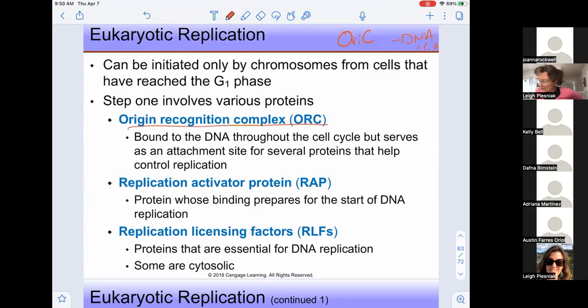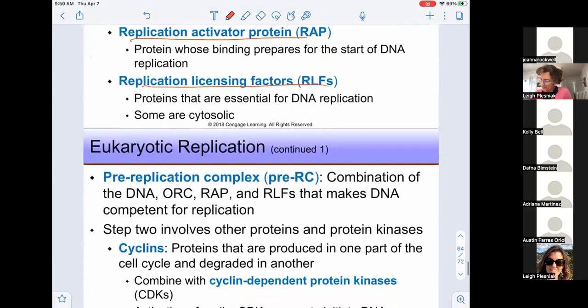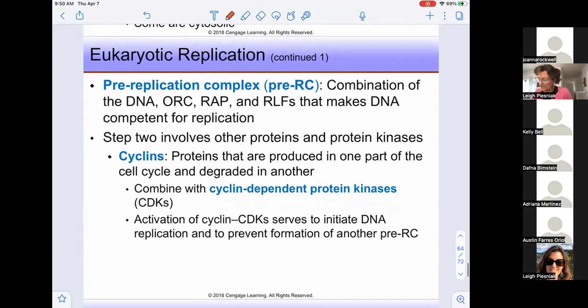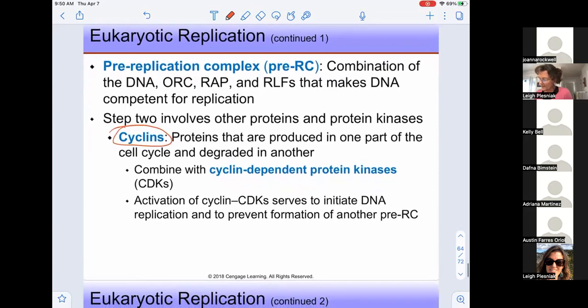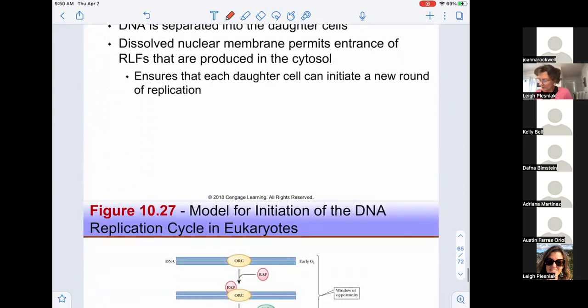The complex that is the assembly of all the proteins necessary for replication is called the origin recognition complex. Then there's a replication activator protein, and then replication licensing factors. Cyclins are a class of proteins that are associated with the cell cycle. And then cyclin-dependent kinases. Remember, kinases are proteins that phosphorylate with ATP. Those are all involved in replication.